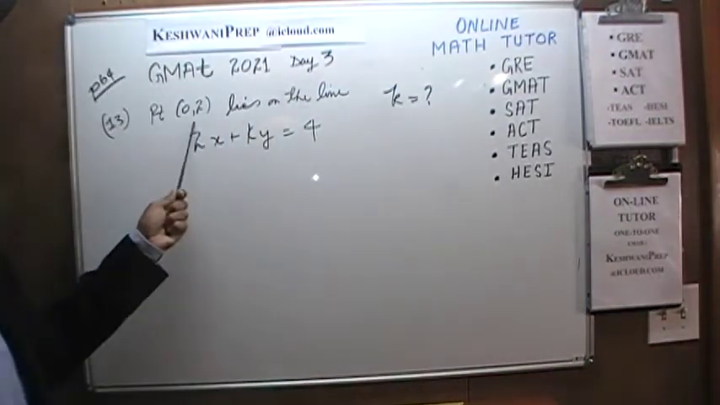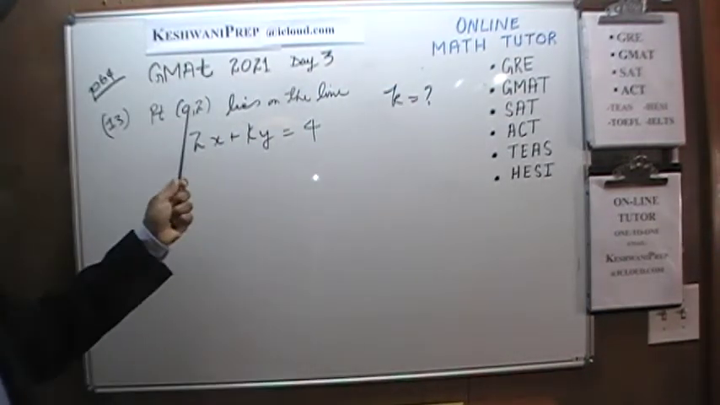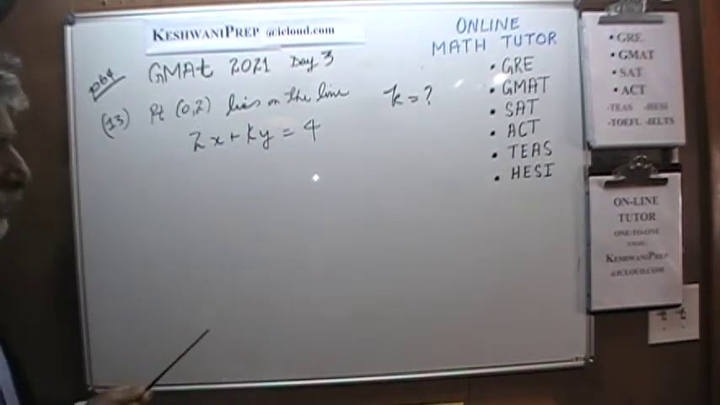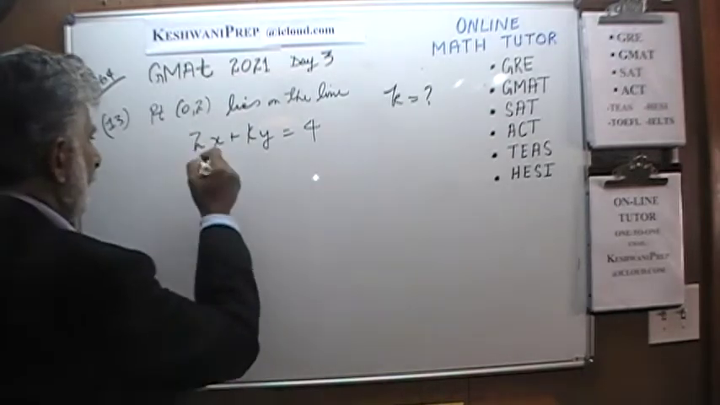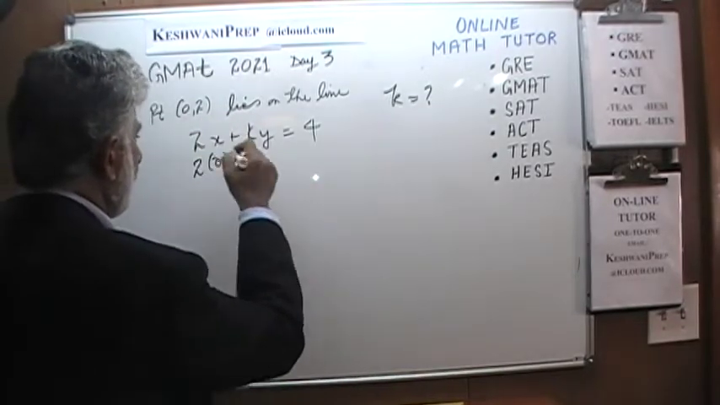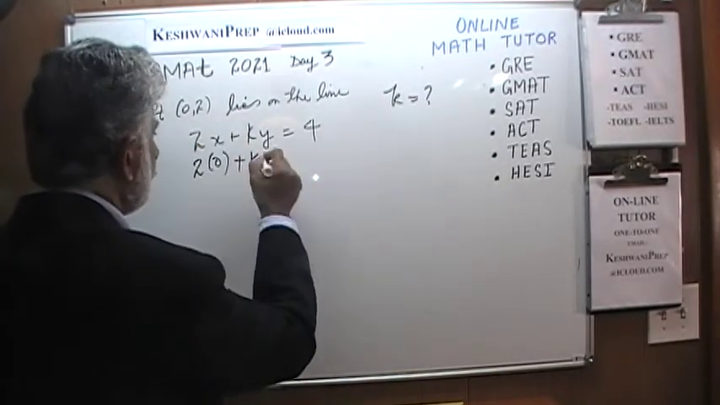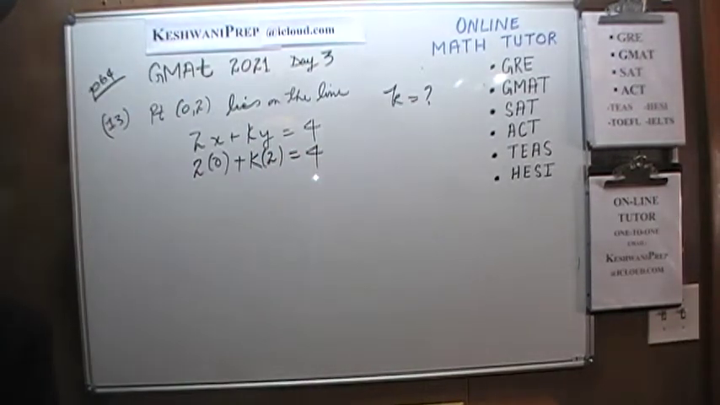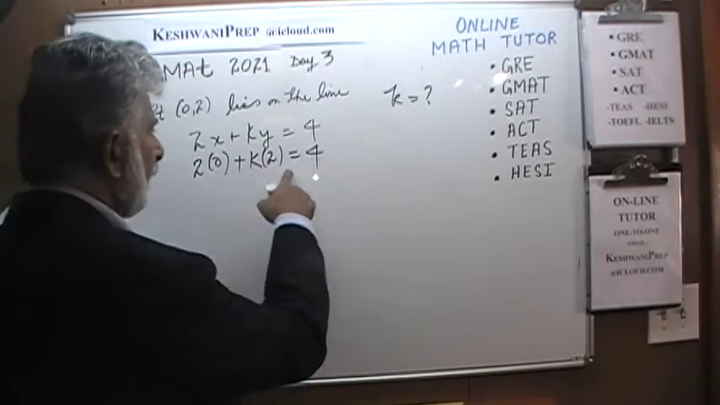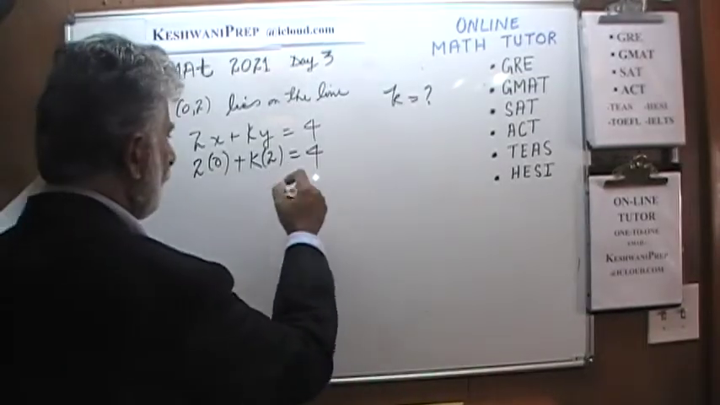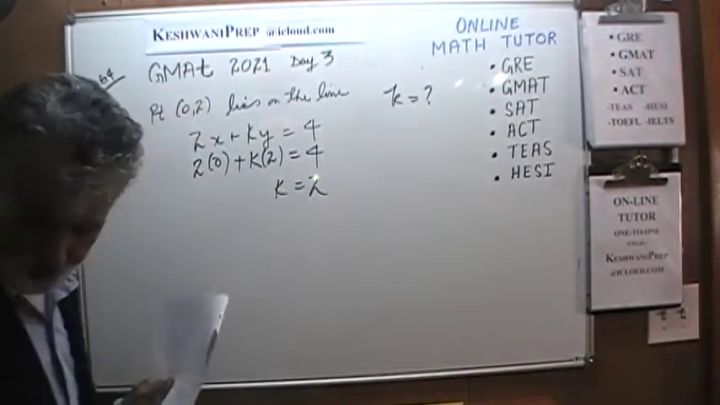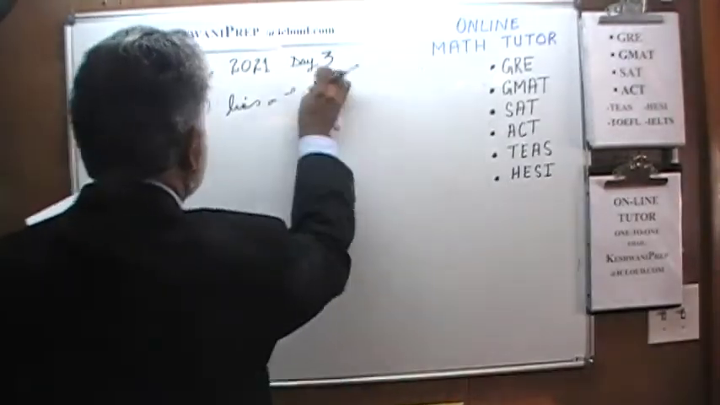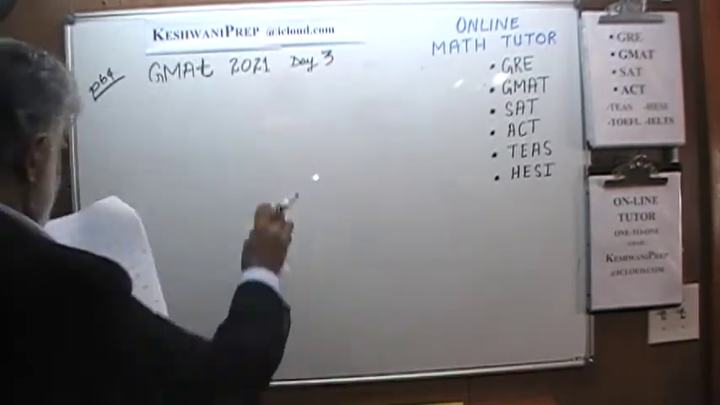Since we know that this point lies on this line, the coordinates of this point must satisfy this equation. So if you substitute the x coordinate, which is 0, and the y coordinate, which is 2, that should be valid. Very simple, very straightforward. 2k equals 4, because 2 times 0 is 0. So k must equal 2. They're just too silly.